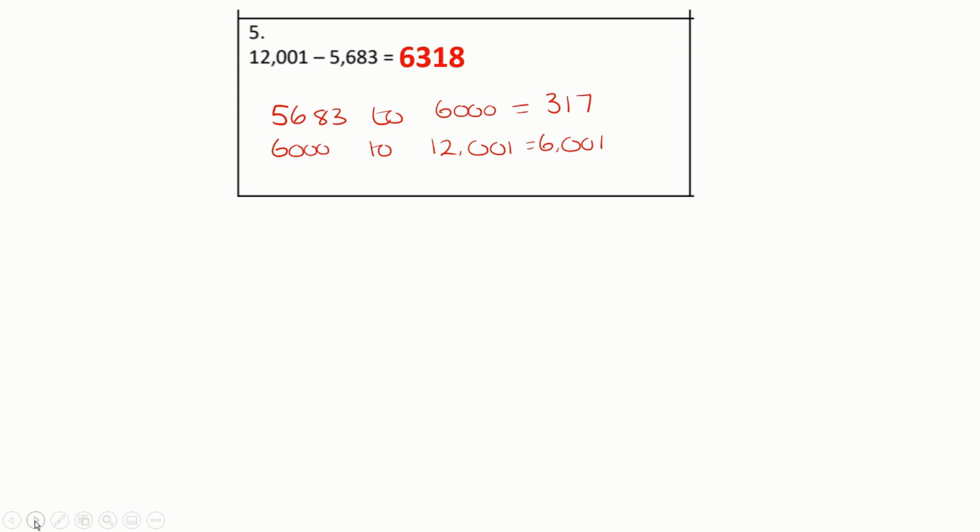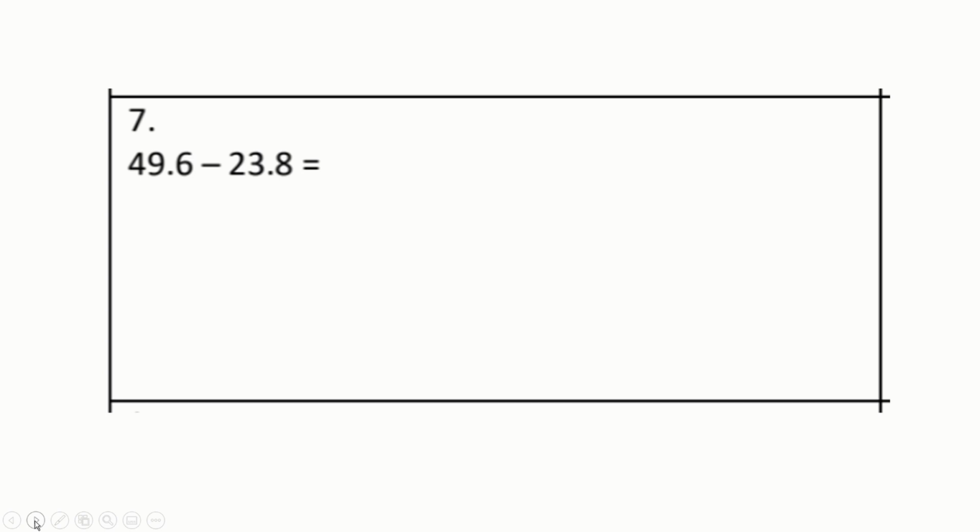So how many is it from 5,683 to 6,000? So if you know your pairs of numbers that make 100 and 1,000, you'll know that you need to add 317 to 683 to get to 1,000. So that first bit there is 317. Now we're going to go from 6,000 to 12,001. That bit there is very straightforward. That's 6,001. Add the two together and your answer is 6,318.